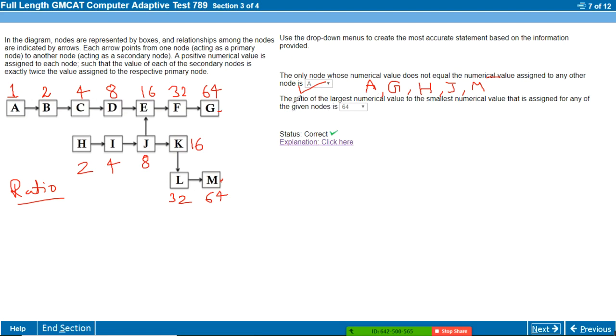The second part is asking the ratio of the largest to the smallest numerical value for any of the given nodes. So clearly the lowest is A, which is 1, and for the highest I have both G and M, so I can either write G or M. Its value is 64. So the required ratio is 64 is to 1, so that is the answer for the second part. So overall, the concept was just to assign the numerical values, and then it was quite simple to analyze for both the statements.